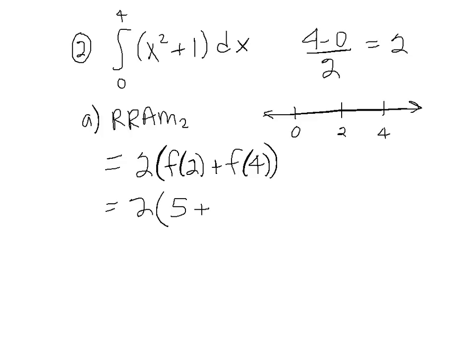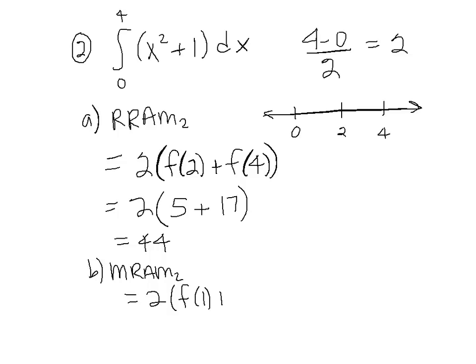Alright, and then f of 4 is 4 squared, 16, plus 1 is 17. So this is going to give you a value of 44. And for MRAM, using 2 subintervals, still a width of 2, but this time you're going to use f of 1 and f of 3, the midpoints. And we're getting 24 for this one.